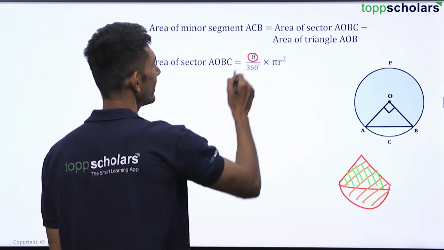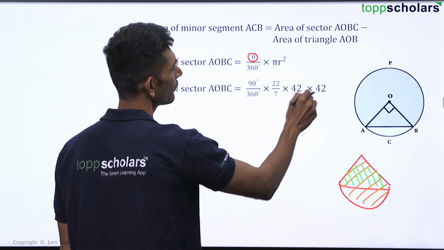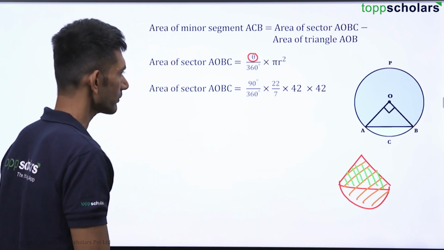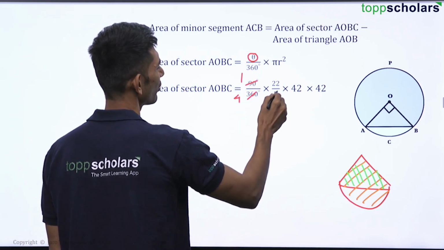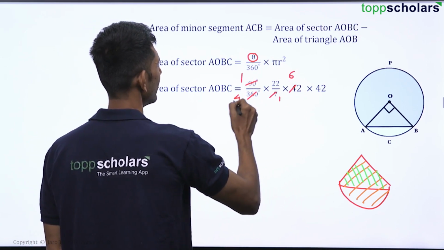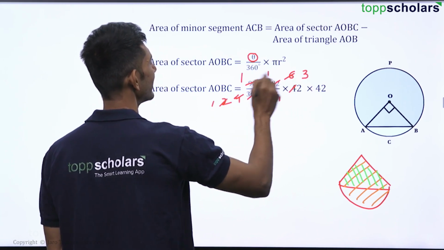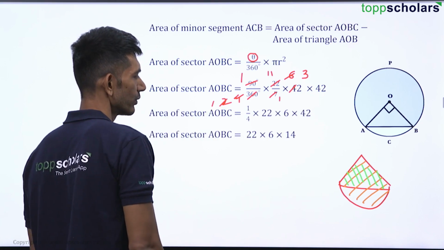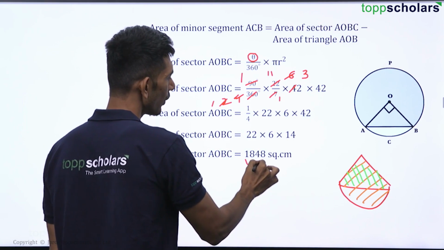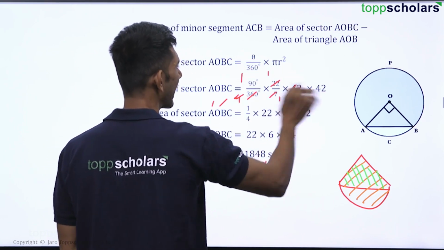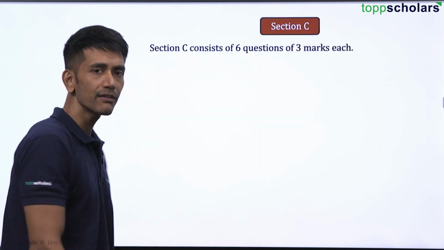So theta is 90. That gives me 90 by 360 multiplied by 22 by 7 multiplied by 42 into 42. Correct. So this gives me 1 by 4. And then you solve this. 7 1s are 7, 7 6s are 42. Then 2 2s are, 2 3s are, 2 1s are, 2 11s, and then 11 into 3 into 42. Keep doing this, and that gives you 1848. Correct? So this is just the calculation part. You can do it on your own, I'm very sure. So let's have a look at a new question now.